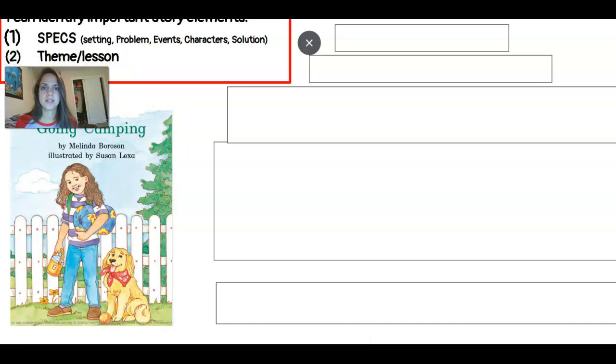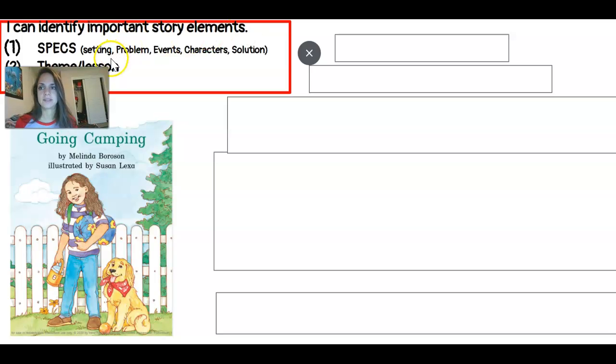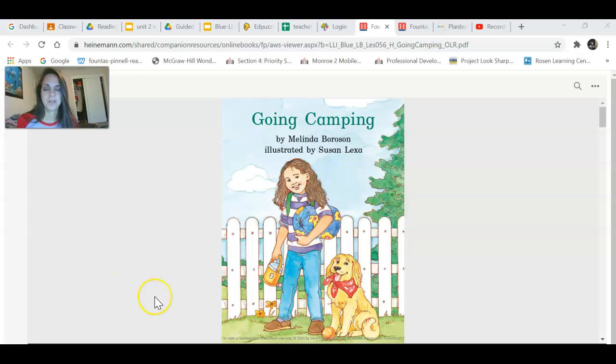So here is our I can statement. And here is our text that we read yesterday, Going Camping. Let's reread that text and then identify the story elements together. All right, Jordan, Harley, and Mackenzie, as I click through the pages, you can go ahead and reread the story, thinking about those story elements.